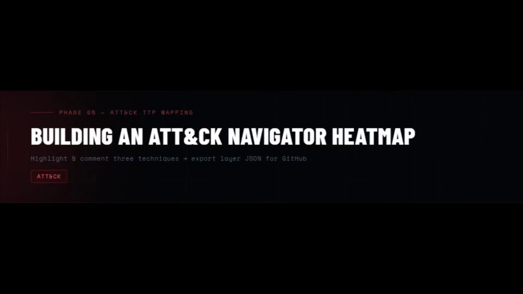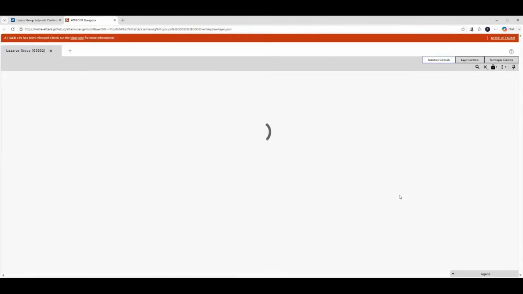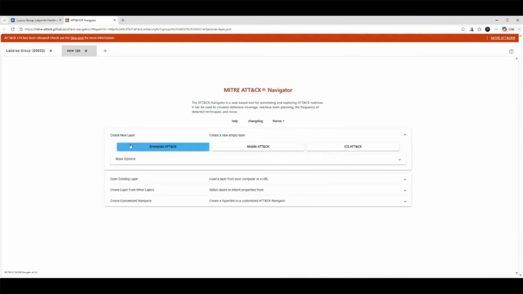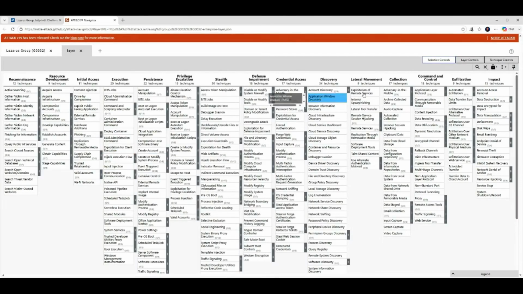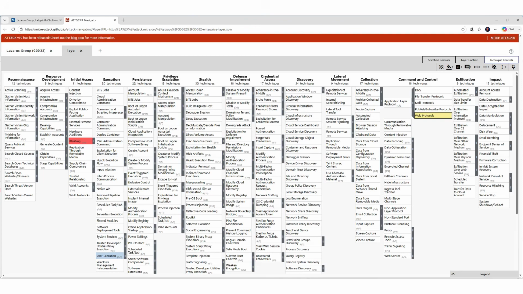Next, I'll build an attack heat map to visualize the techniques associated with the indicators identified during the investigation. I'm mapping each IOC to its corresponding MITRE ATT&CK technique. This allows me to visualize how each indicator relates to a specific stage of the attack. The highlighted areas show where the phishing domain, malicious file, and IP address fit into the attack.